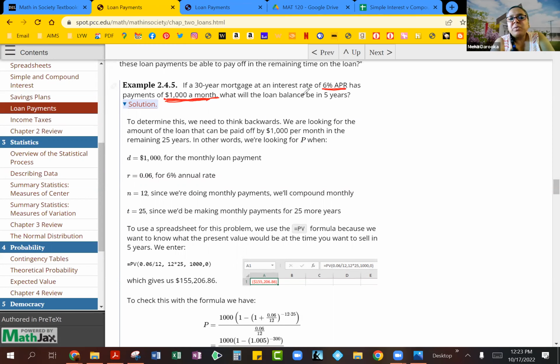They want to know what will be the balance in 5 years' time. So that means you are basically looking at 25 years that are still remaining. So they of course have the monthly payments of $1,000, your rate of interest of 6%. Since you're doing monthly payments, n equals 12, and then time is 25, because we're talking about what would be the balance in 5 years' time.